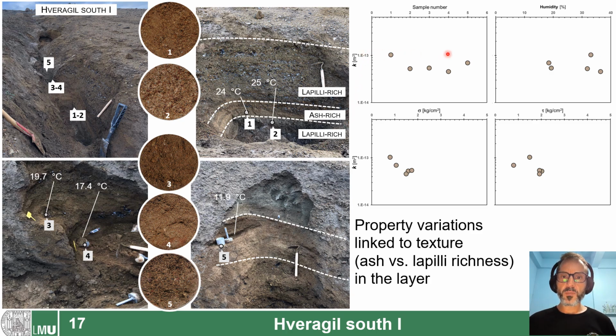Both types of layer exhibit permeabilities which range from 4 times 10 to the minus 14 up to 1 times 10 to the minus 13 square meters, and are relatively dry, with moisture content peaking at around 40%. In terms of strength, both compressive and shear strength are concentrated around values of 1 to 2 kg per square centimeter, indicating that soils are firm and stiff. Variability in these values primarily reflects differences in textures between ash and lapilli dominated layers.